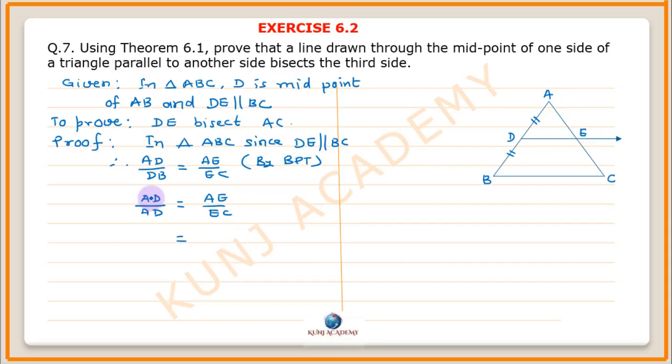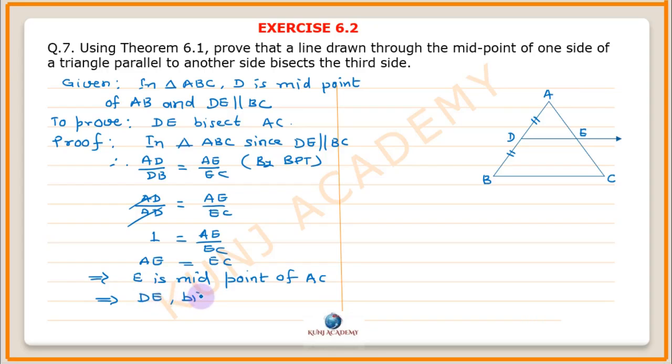They will cancel, so 1 is equal to AE upon EC, or AE is equal to EC. Therefore, E is the midpoint of AC. Therefore, DE bisects AC. Proved.